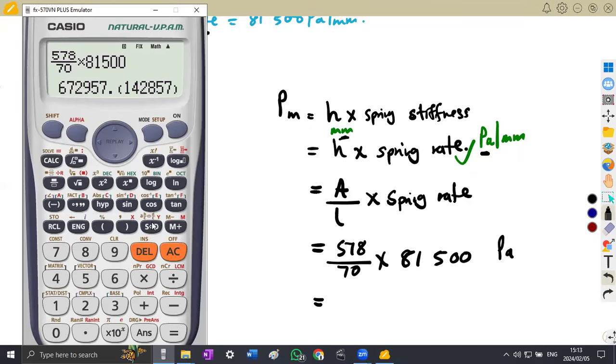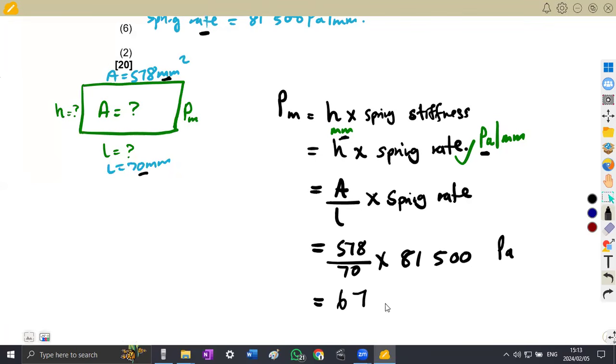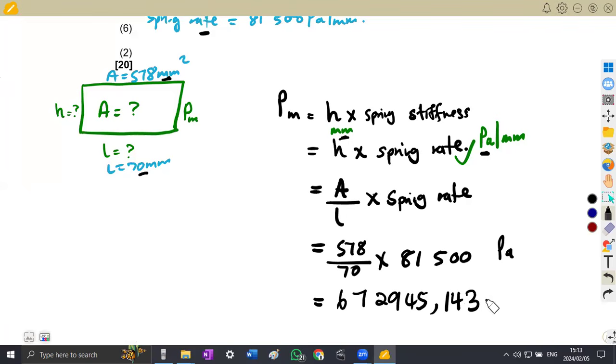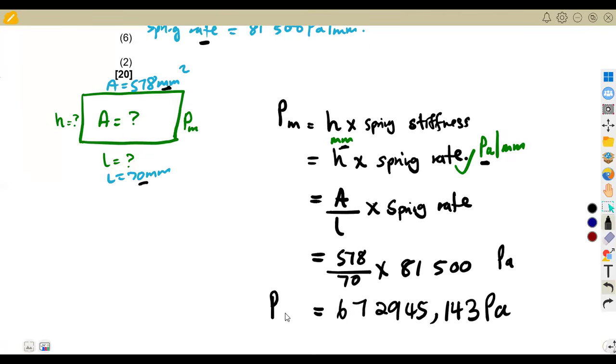So this is going to be something like 672,945.143. That is 143 in what? In Pascals. So that means we can convert this to kilopascals if you want, but let us just leave it like that.